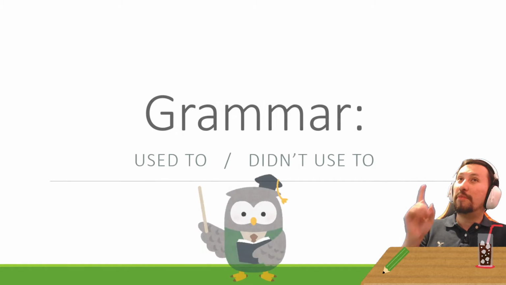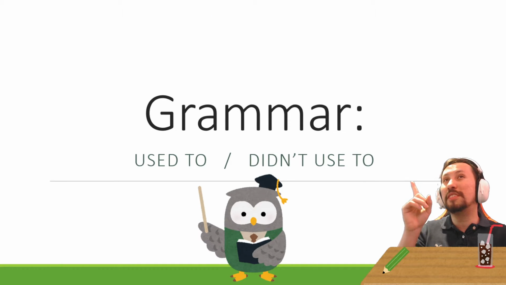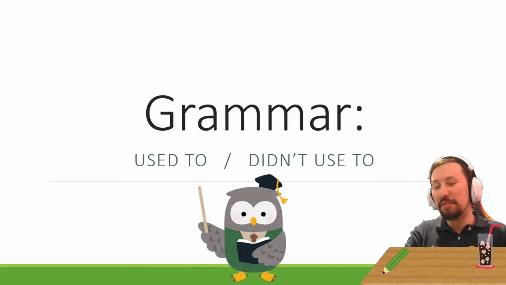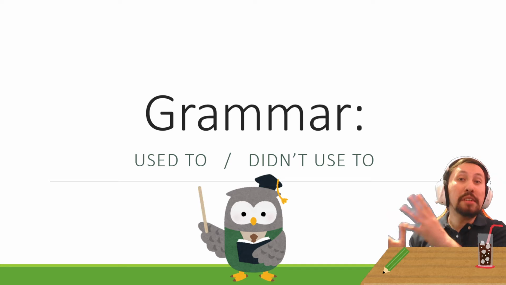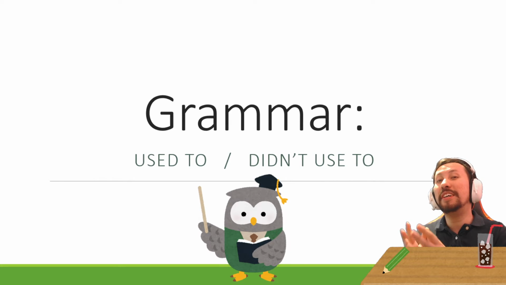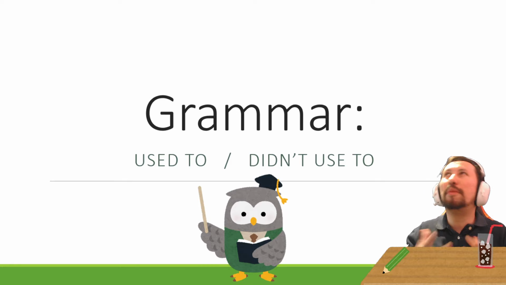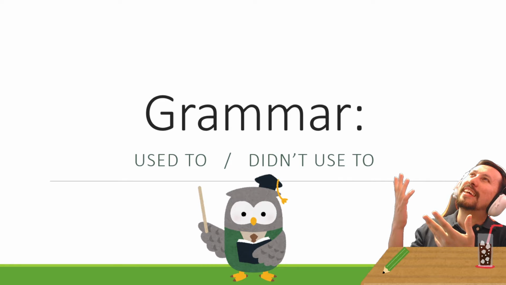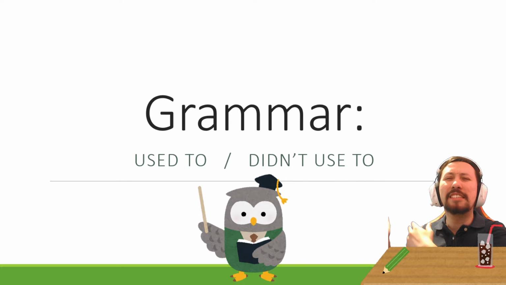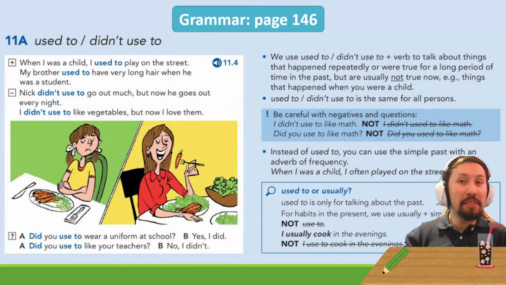So, for that, we're going to use these words. Used to and didn't used to. We use these words to refer to past, but in a way that's more like, oh yes, in the past this, but now not anymore. So let's have a look at some examples.